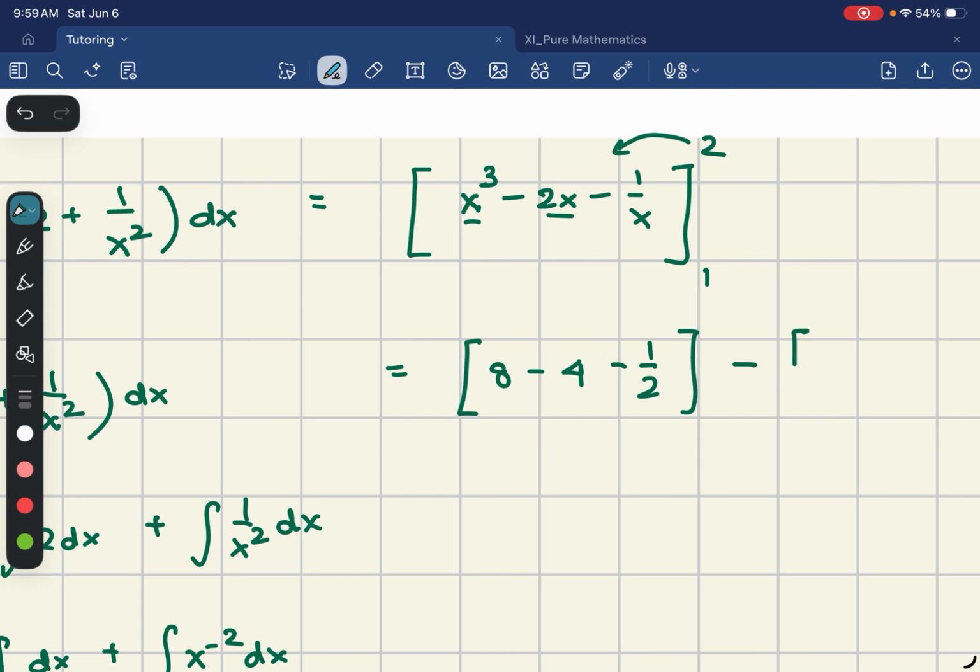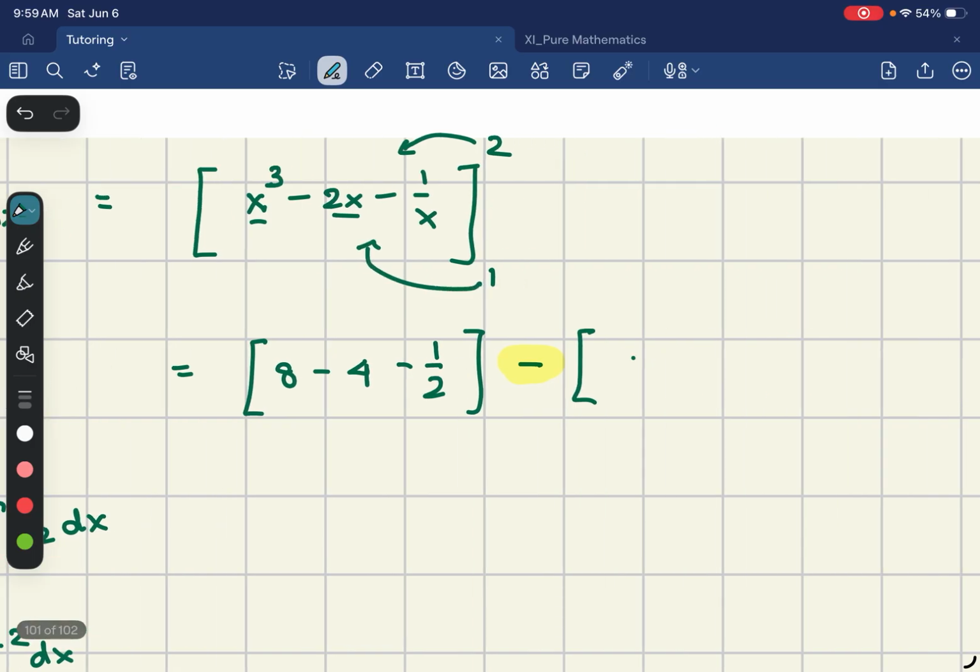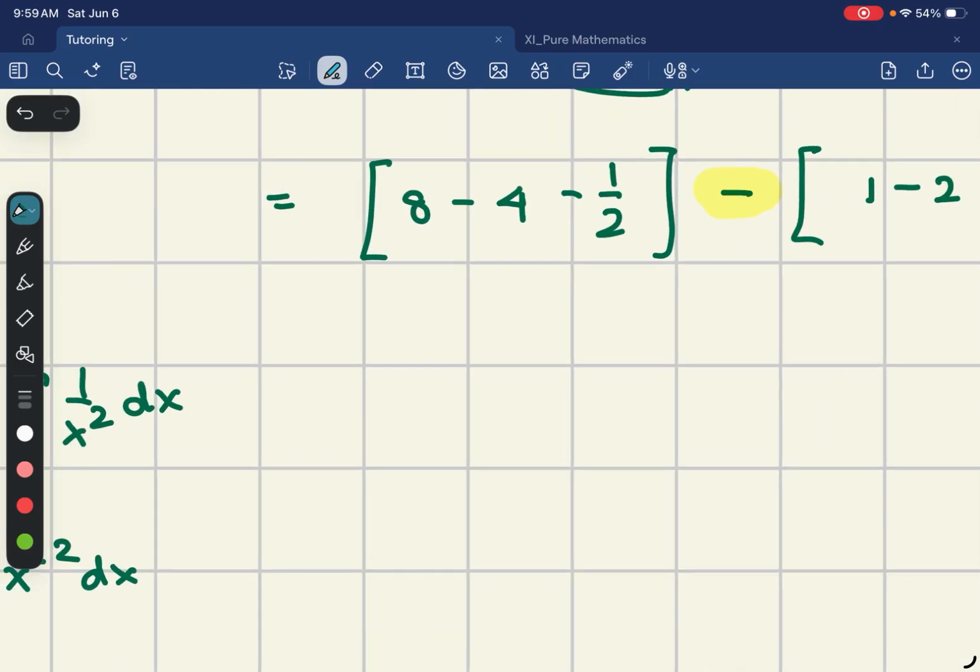And then I put my minus sign. This minus sign comes from the formula. Remember, F(b) minus F(a). So b was 2, a is 1. So substitute 1 here, and you get 1 minus 2 minus 1. All right. And now if you simplify this, 8 minus 4 is 4 minus half. It's going to give you 7 over 2.